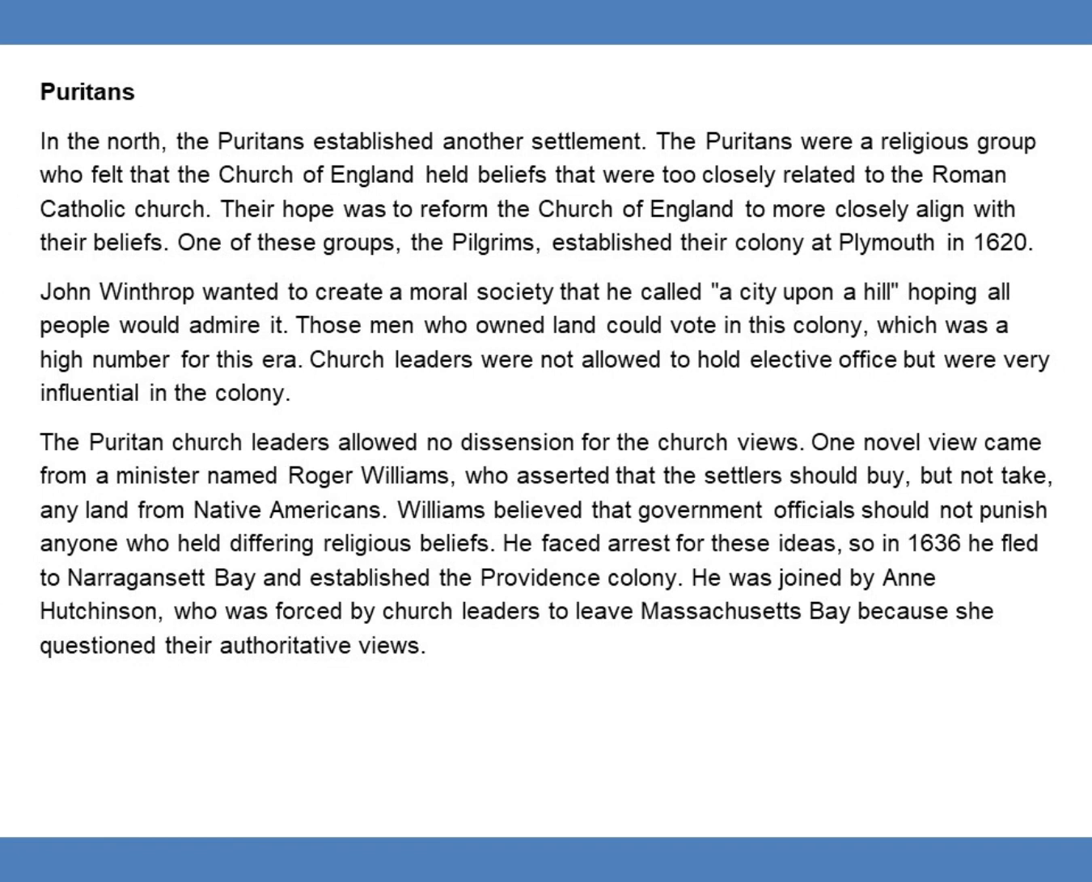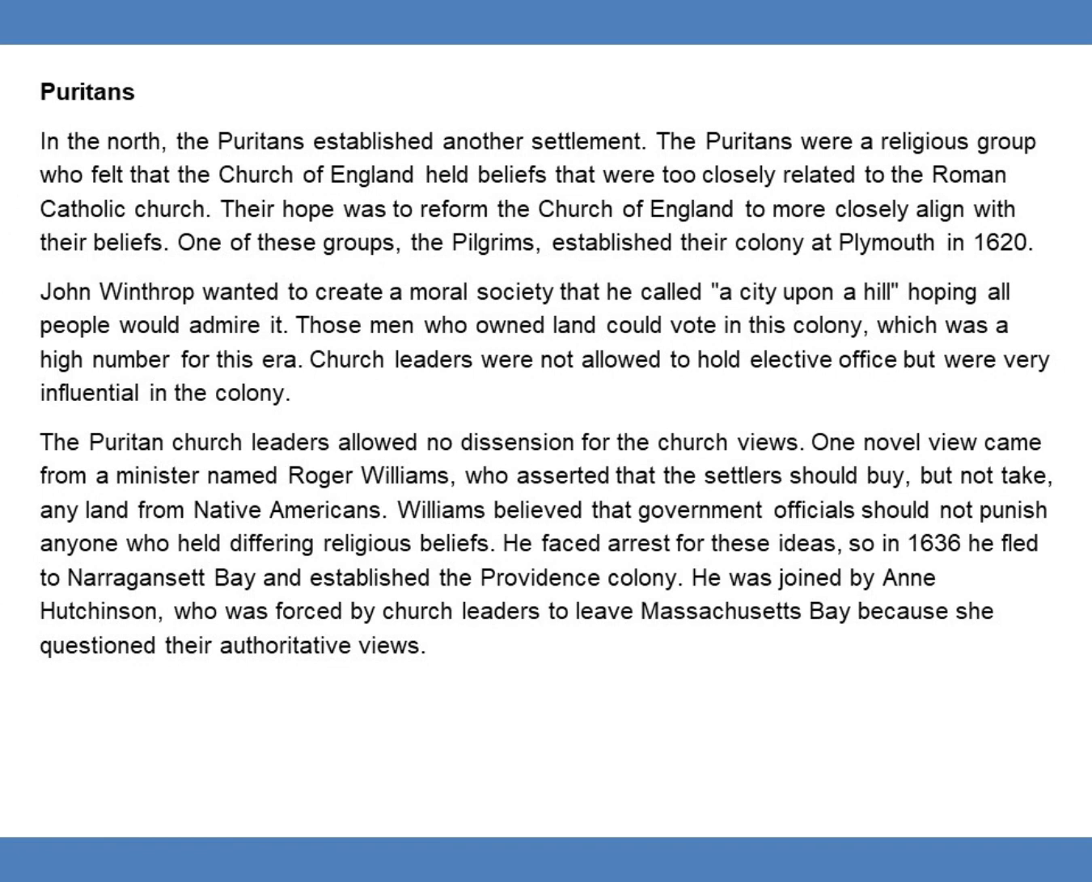John Winthrop wanted to create a moral society that he called a city upon a hill, hoping all people would admire it. Men who owned land could vote in this colony, which was a high number for this area. Church leaders were not allowed to hold elective office, but were very influential in the colony. The Puritan church leaders allowed no dissension for the church views.